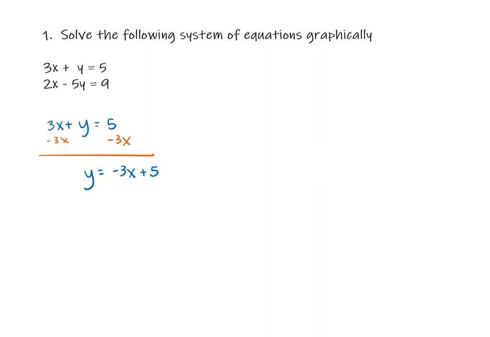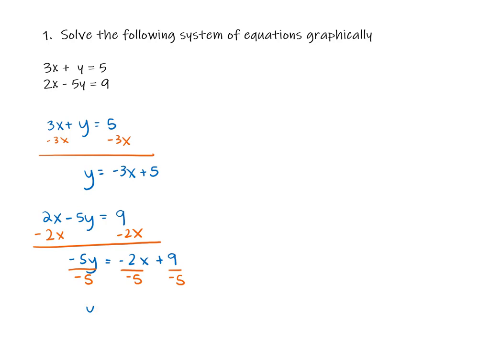Let's now work with the second one. Let's first subtract 2x from both sides. And then we will divide by the coefficient, so we're going to divide everything by negative 5. And so we're left with y is equal to positive 2/5 x minus 9/5. And that would be a pain to graph by hand, but we can go ahead and use our calculator to graph both of these.